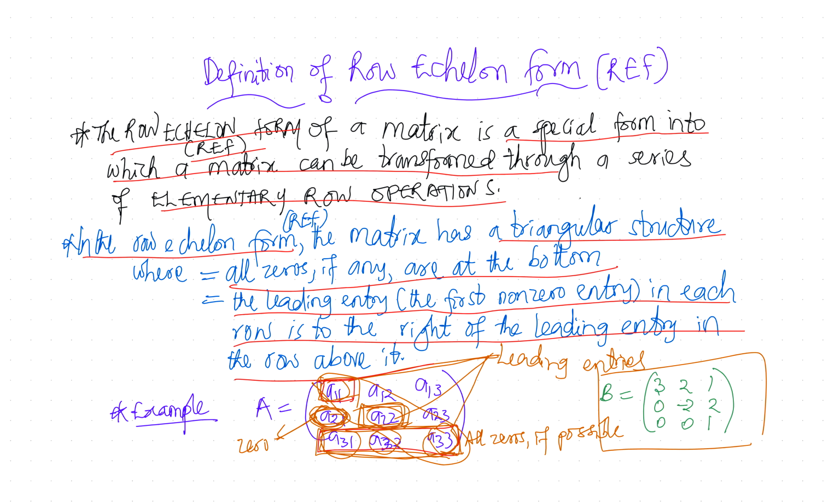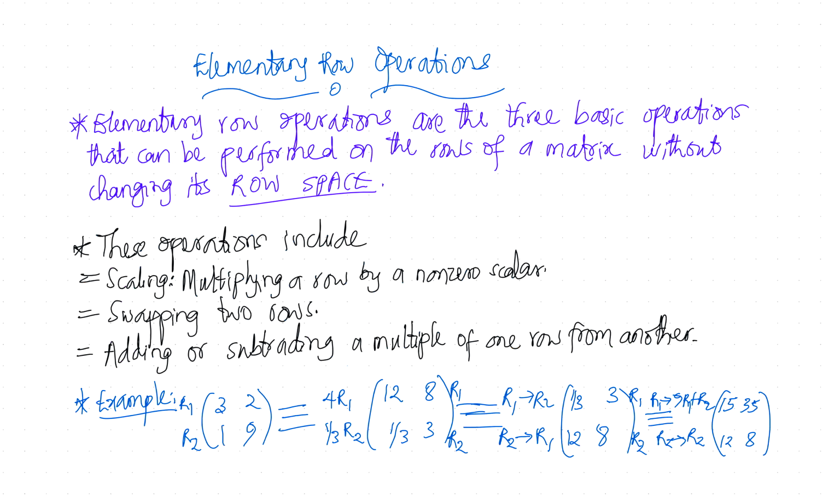All right, we go to the next one, which is elementary row operations. Just like we've seen already, we cannot get the echelon form without carrying out elementary row operations. So that's why we have to talk about elementary row operations next.